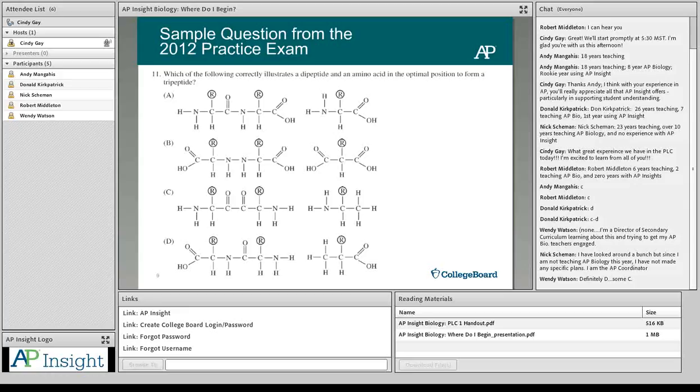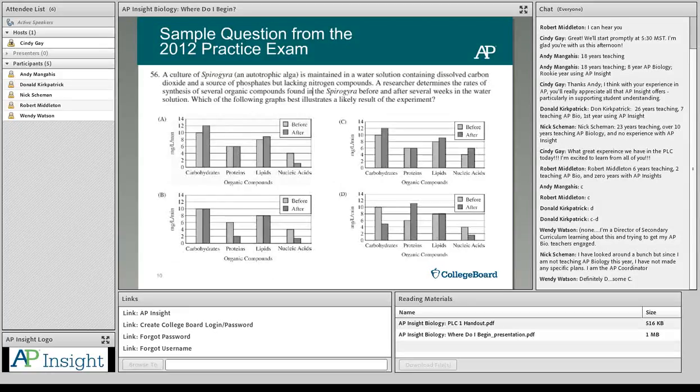And I'm going to move forward and show you the second question and give you a chance to read that and think about this question as well. Not only what the correct answer is, but really, again, what content and what skills is this question trying to elicit?